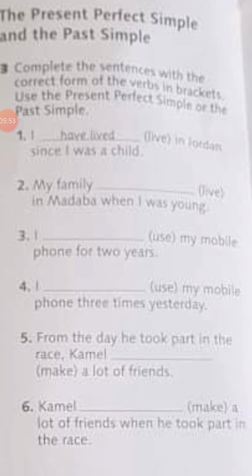It's done for you. I have lived in London since I was a child. Okay, where's the keyword here? Since. It's a keyword for present perfect. And the verb that's between brackets here, live, you have to change it into present perfect. Because of the subject I, you have to say I have lived.